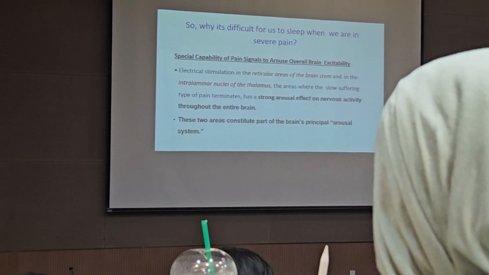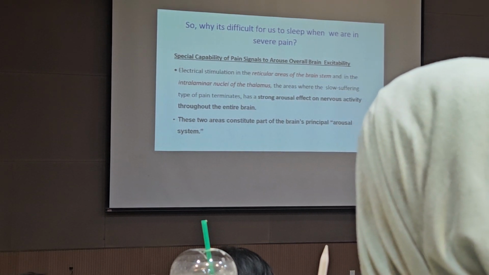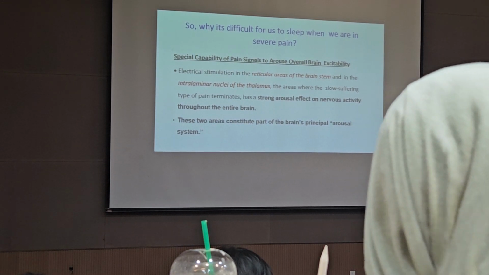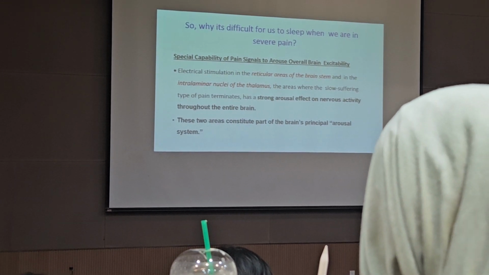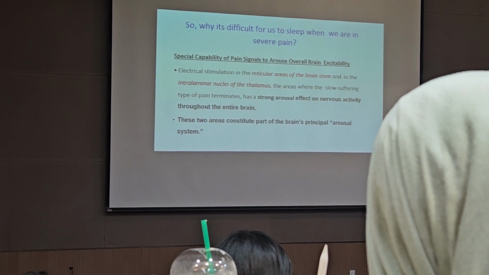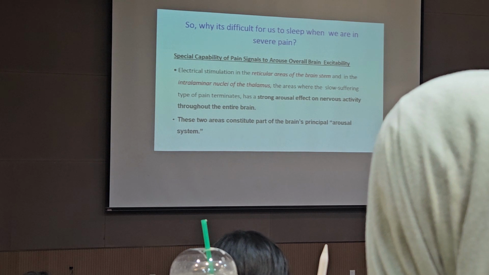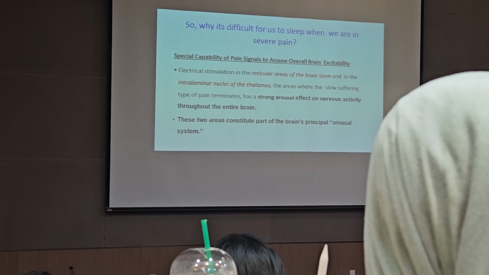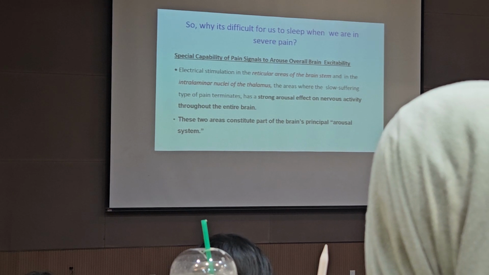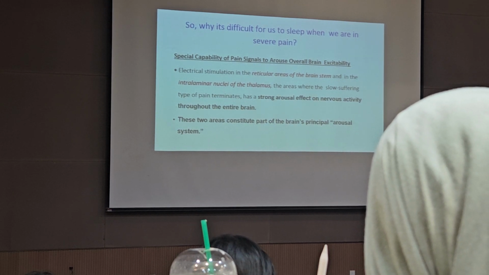Why do we have difficulty to sleep whenever we have severe pain, the slow pain? Because it stimulates the reticular formation area. This is the area where the slow suffering type of pain dominates and has strong arousal effects on the nervous activity. That is the reason for that.